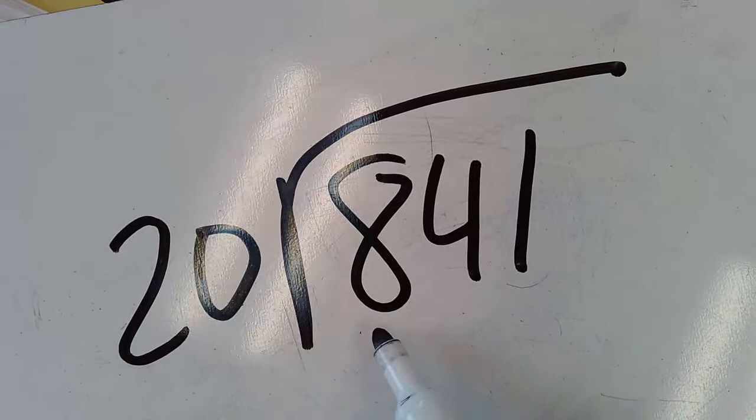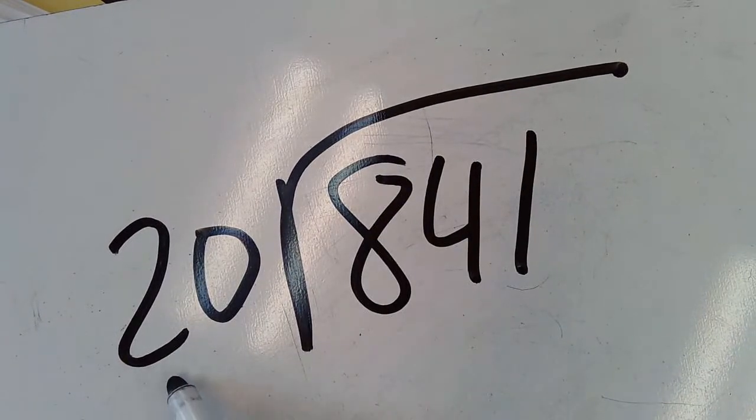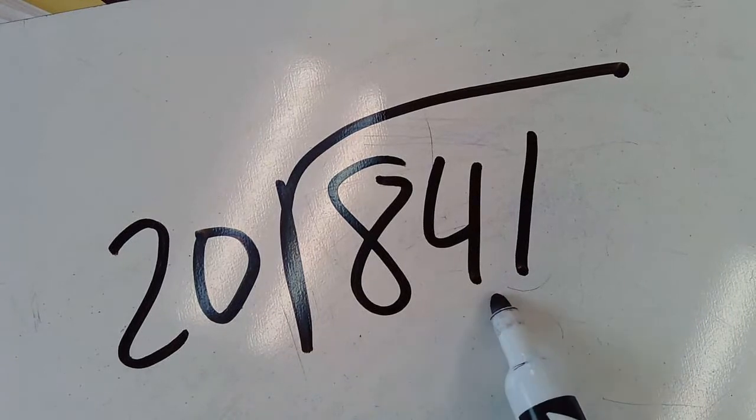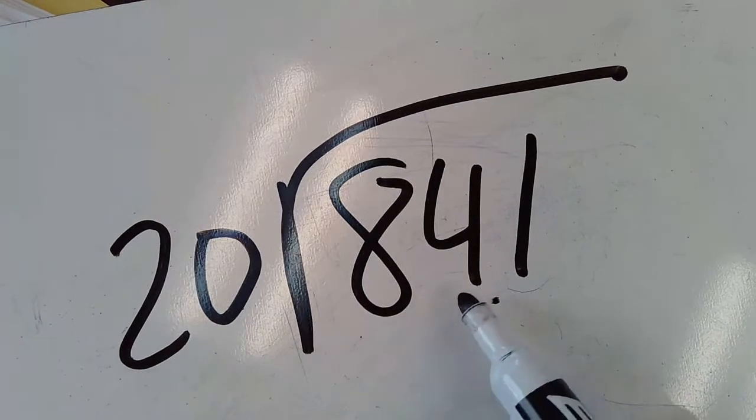So you look at your 20 and you look at your hundreds place. You can't get any hundreds. 20 is bigger than 8. Then we compare our tens. 20 compared to 84. Yep, that's less. So then you have to think, how many times does 20 go into 80?